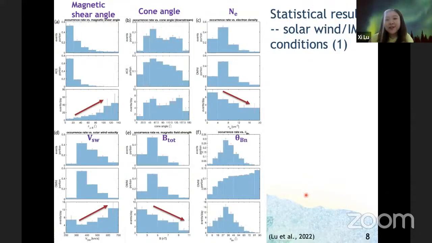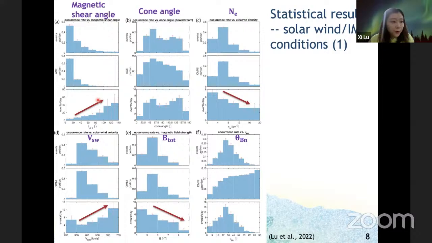Now we are looking at solar wind and IMF conditions, which may affect the occurrence rate of the density holes. These six plots all have the same format: the top panels show the event distributions, the middle panels show the background distributions observed by ACE or from the OMNI database, and the bottom panels show the occurrence rates with a unit of events per day.